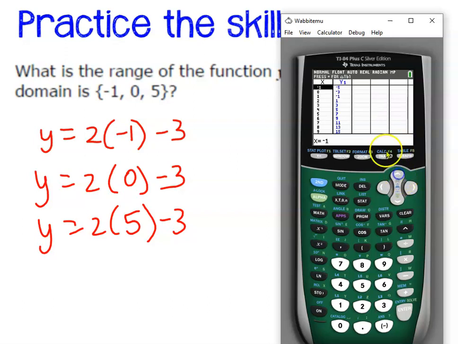So I will arrow up one time and see if the domain is -1, the range would be -5. Then I can move my cursor down to 0. If the input is 0, the output is -3. And if I come down here to 5, I can see that it's 7. So the range for this particular domain of -1, 0, and 5, the range would be -5, -3, and 7.